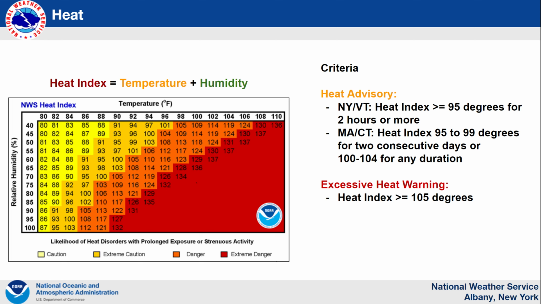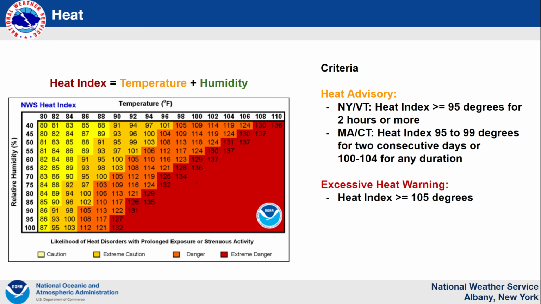We will begin with heat, and we will start with going through the criteria for when we issue heat advisories and excessive heat warnings. For New York and Vermont, the heat advisory criteria is a heat index value of greater than or equal to 95 degrees for 2 hours or more on a given day. For Massachusetts and Connecticut, the criteria is for heat index values 95 to 99 for 2 consecutive days, or 100 to 104 for any duration on any given day.